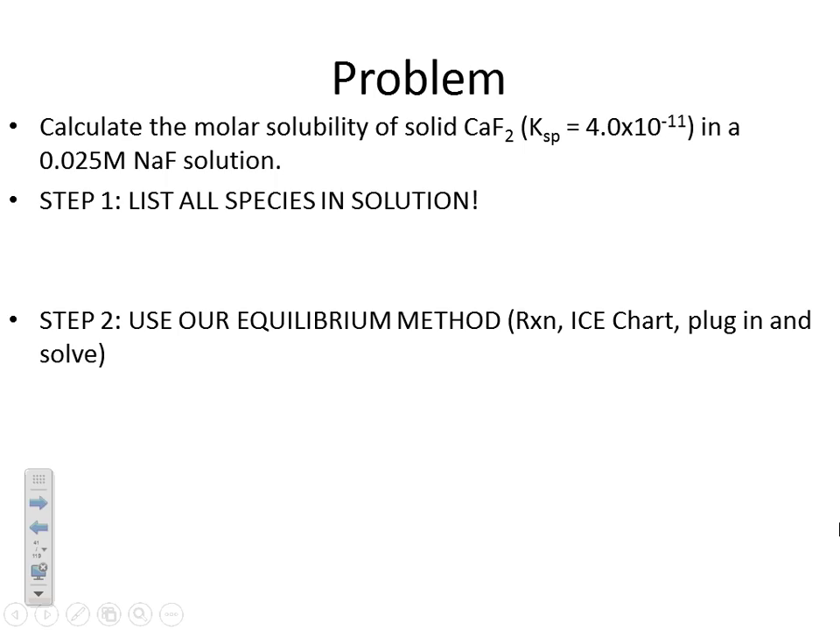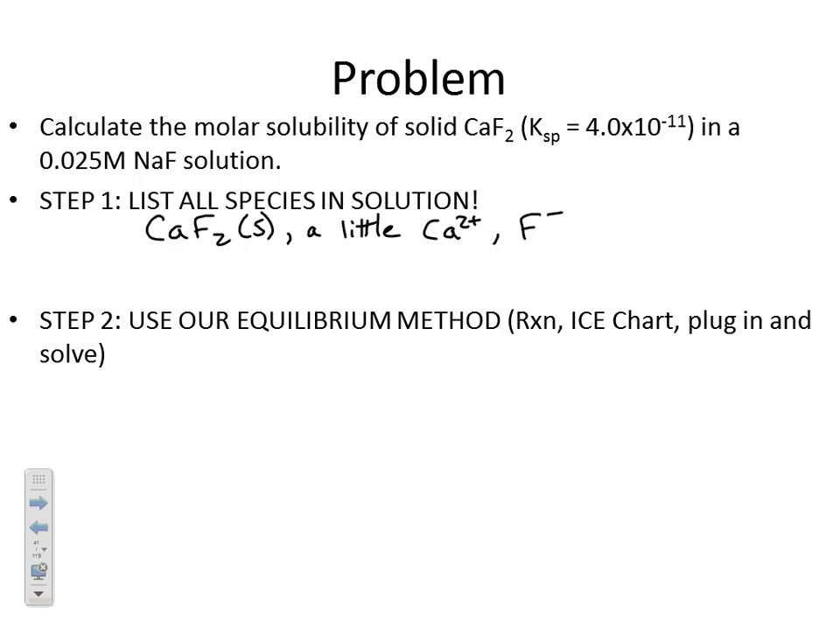So sample problem: calculate the molar solubility of solid calcium fluoride, and it gives us a KSP value, that's important, in a 0.025 molar sodium fluoride solution. So the first thing that we want to do is think about everything that we have in solution here. So we have CaF2 solid. And from that, we're going to get a little bit of the calcium ion, right? Not a lot at all because it's insoluble, so it's only going to dissociate a little bit.